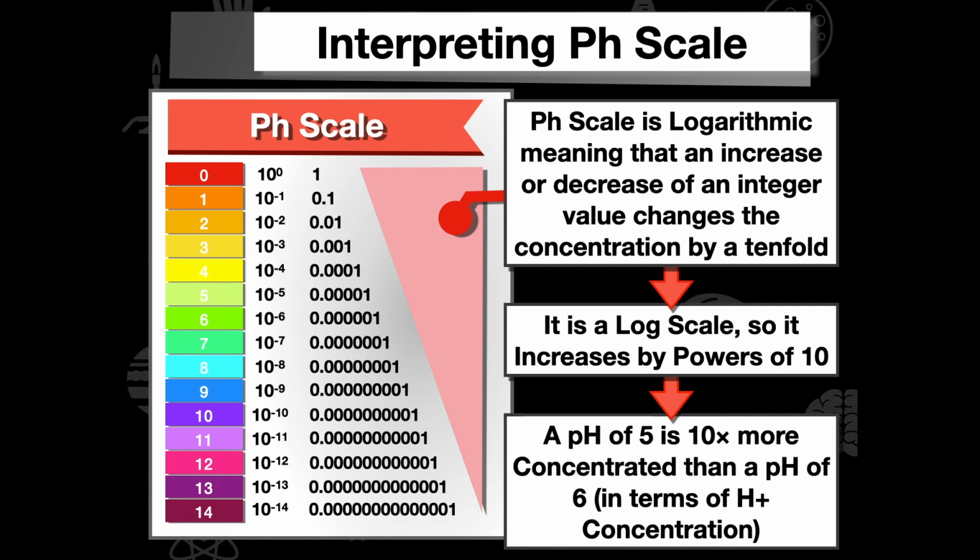And since we're moving through those powers of 10, each subsequent acid, if we go from 6 to 5, is 10 times more potent. 6 to 4 would be 100 times more potent as an acid. It's going to move in the opposite direction when we're looking at bases. It's a logarithmic scale, increasing in concentration tenfold.